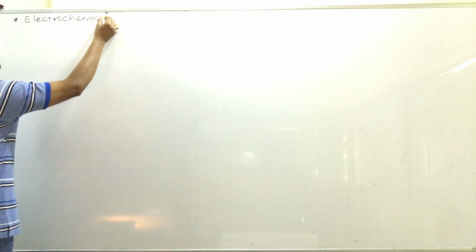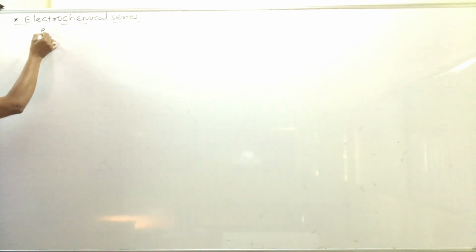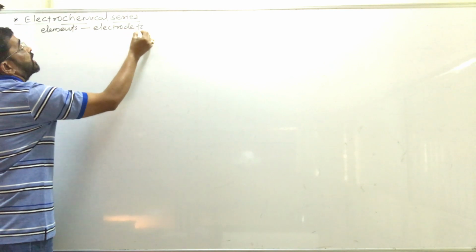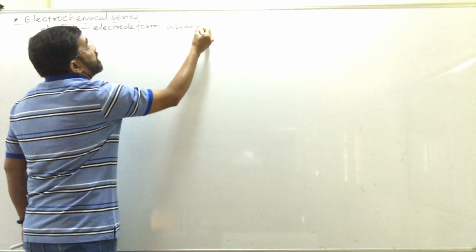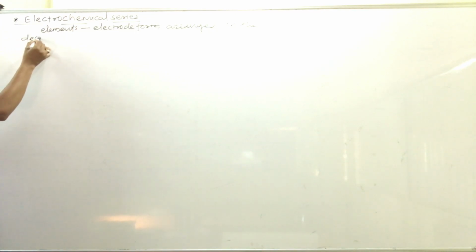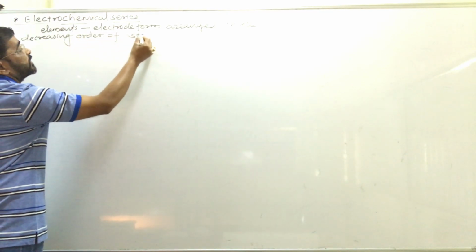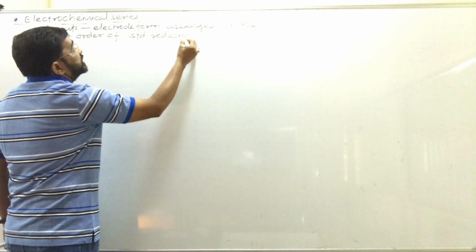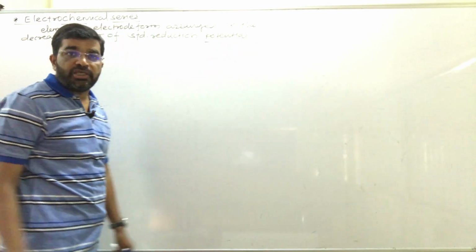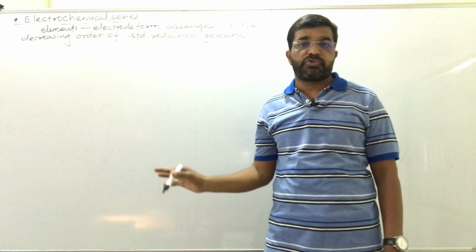Electrochemical series. Now in the electrochemical series, elements in their electrode form are arranged in the decreasing order of their standard reduction potential, and that series is called the EMF series, or the electrochemical series, the electromotive force series.